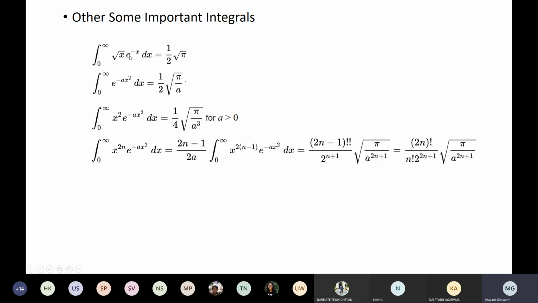In the first integral, we have an exponential function with square root of x, which gives us after solving 1 by 2 under root of pi. The next one is a Gaussian function, which gives us the solution 1 by 2 square root of pi by a. And the third one is also a type of Gaussian function with x square: x square e to the power minus a x square dx is equal to 1 by 4 under square root of pi by a cubed, for all a greater than 0.